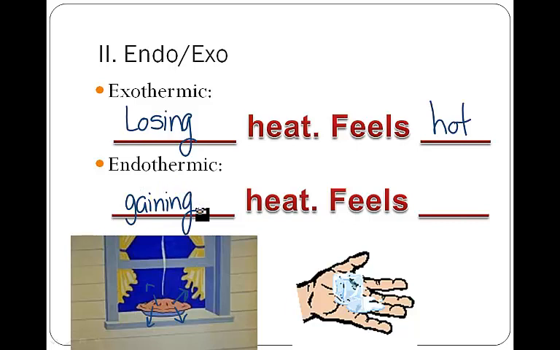You can think of it this way. Exothermic sounds like exiting, so it is losing heat. Endothermic means internal. So heat is going into that system. So the ice cube, if you were to touch it, since heat is going into the ice cube, where is it getting heat from? Well, it's taking energy from the particles in your hands. So your hand is getting colder. So it's going to feel cold.